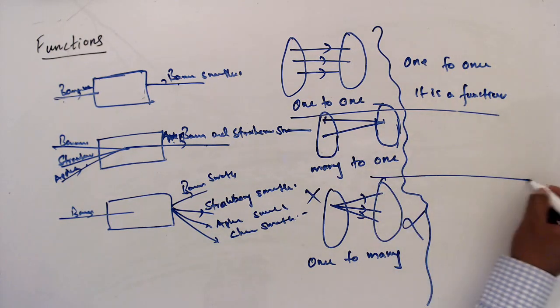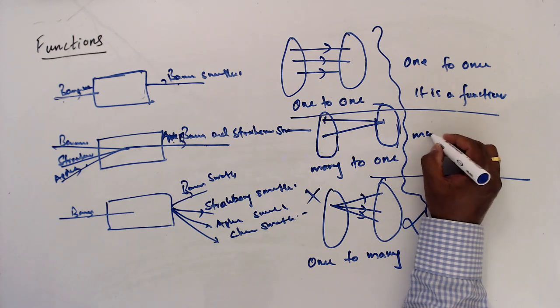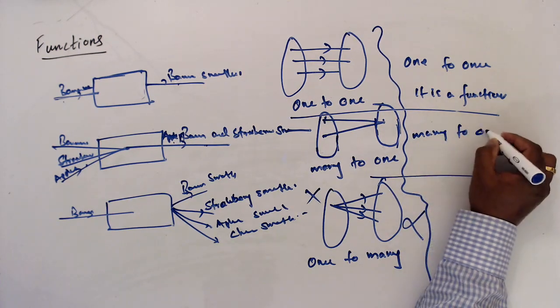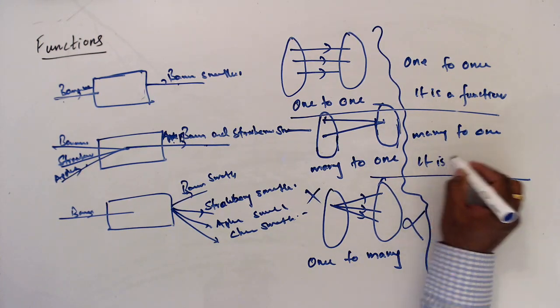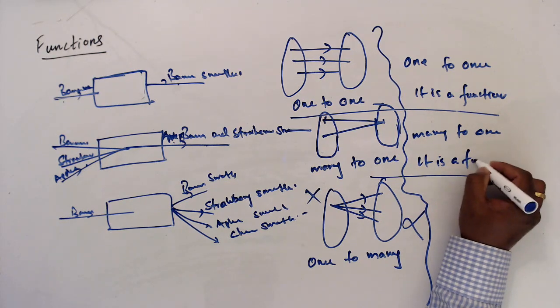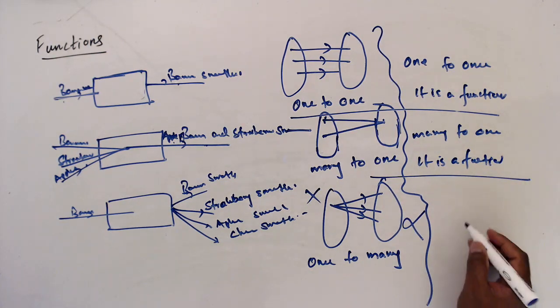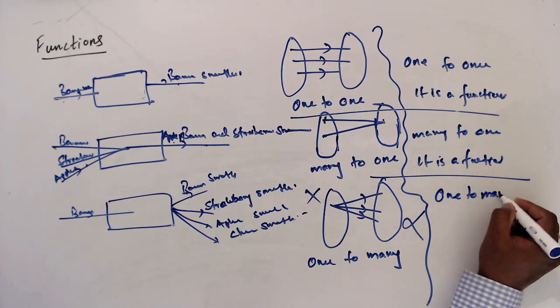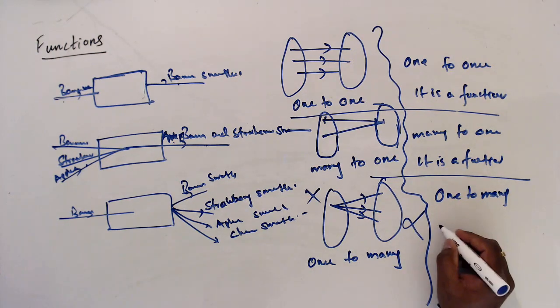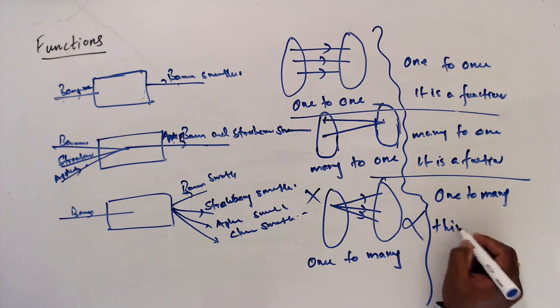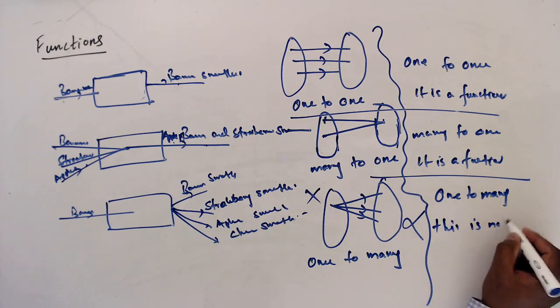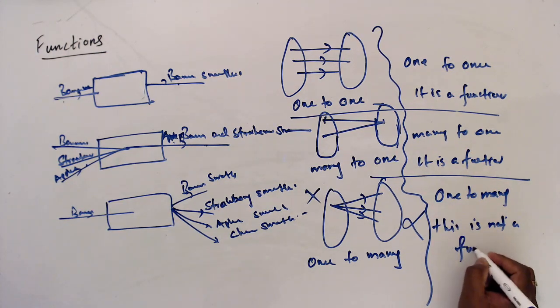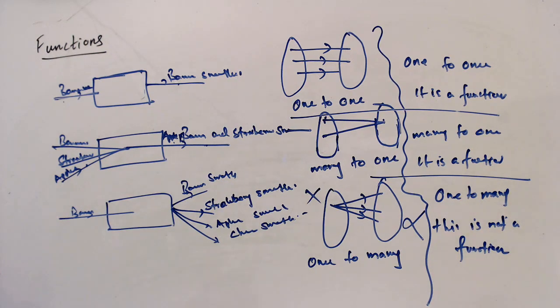If you say many-to-one, then it is a function. If you see one-to-many, then this is not a function. We'll discuss an example.